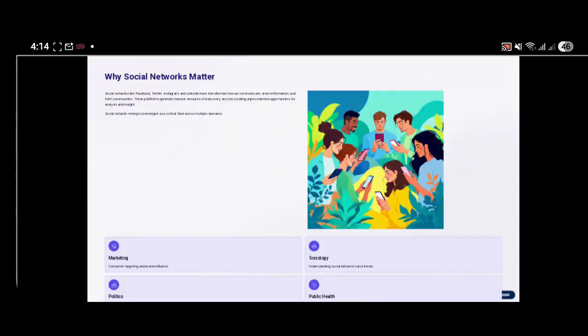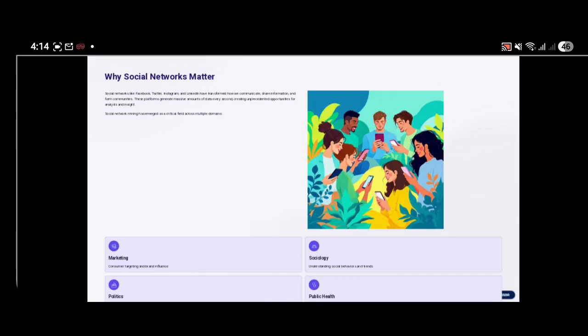So to begin, why should we focus on this field? Social networks like Facebook, Twitter, Instagram, and LinkedIn are no longer just simple tools for communication. They have fundamentally transformed how we share information and form communities. The key takeaway is the sheer scale. These platforms generate absolutely massive amounts of data every single second. This data explosion has created an unprecedented opportunity for analysis and insight. As a result, social network mining has emerged as a critical field across many different domains.